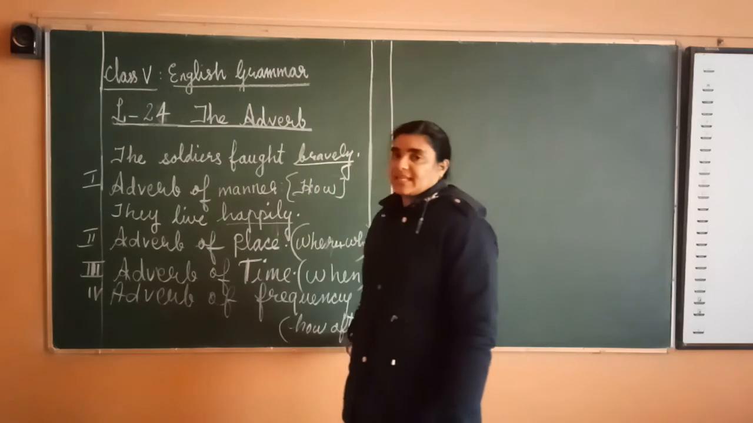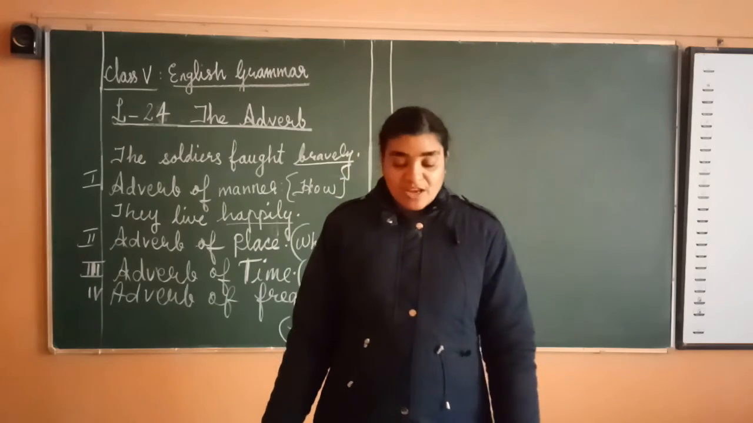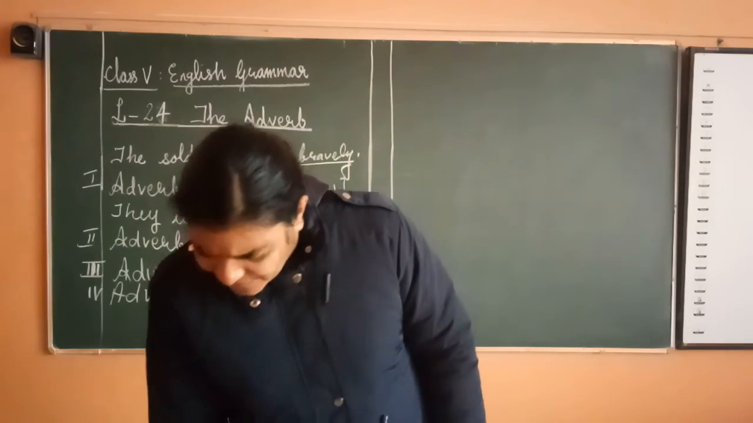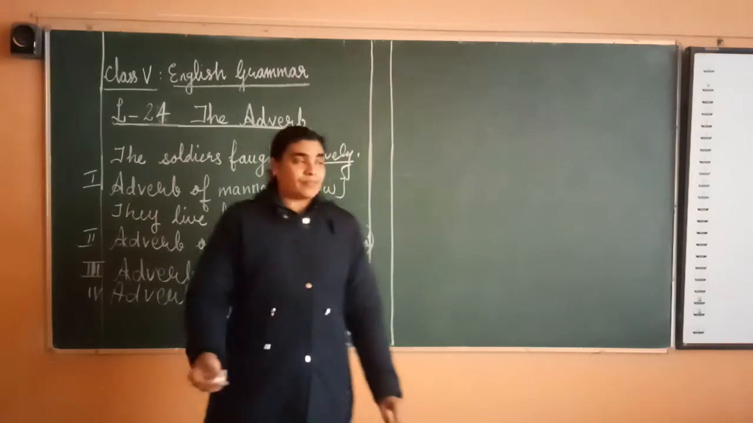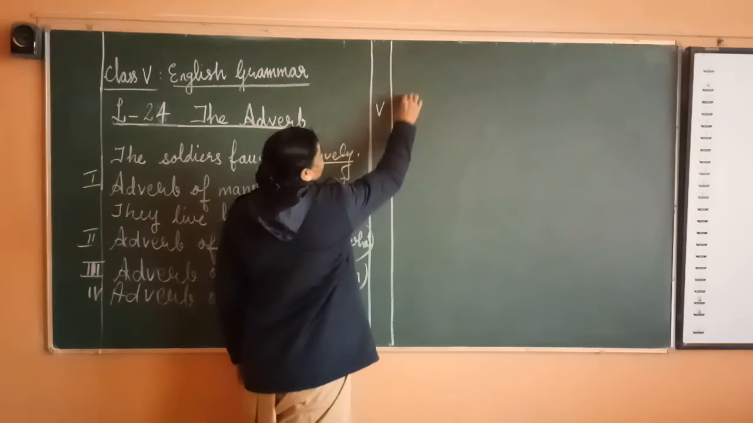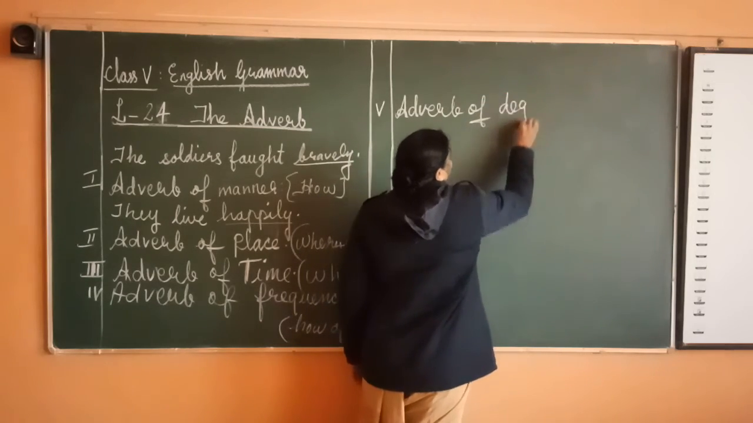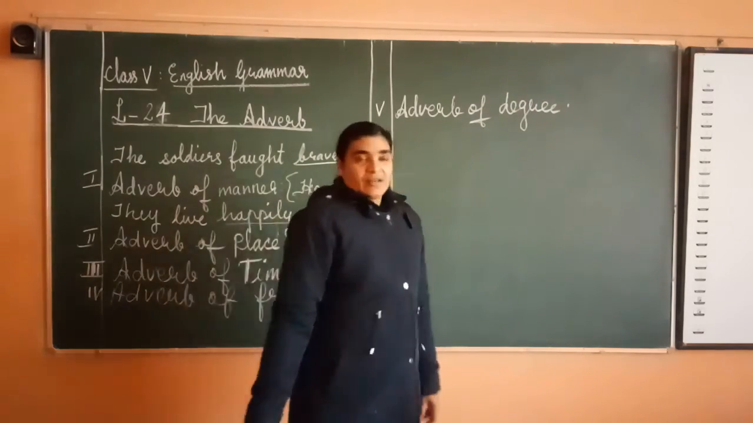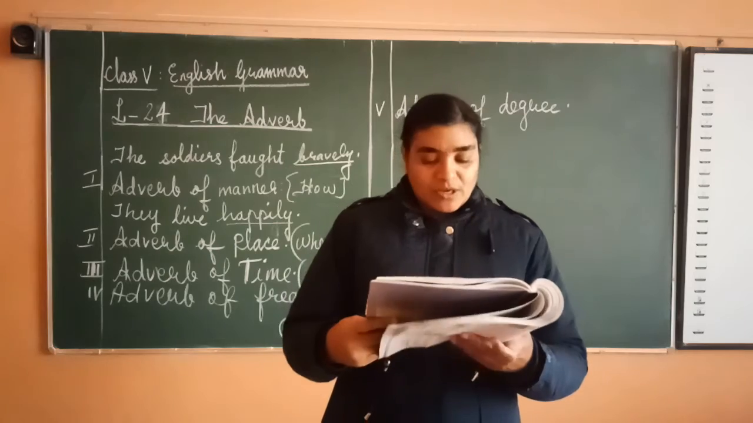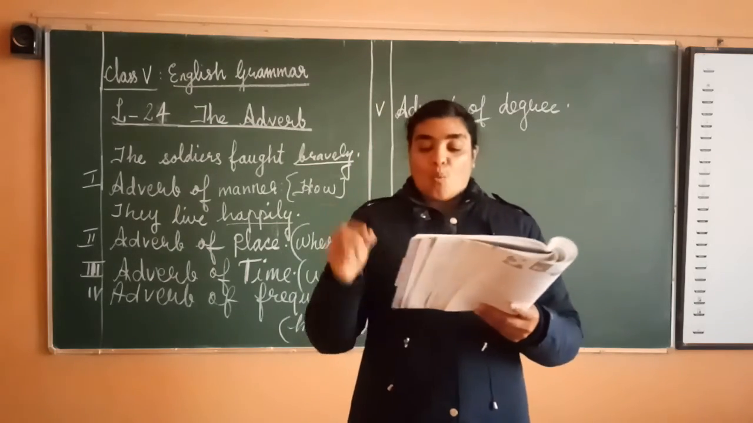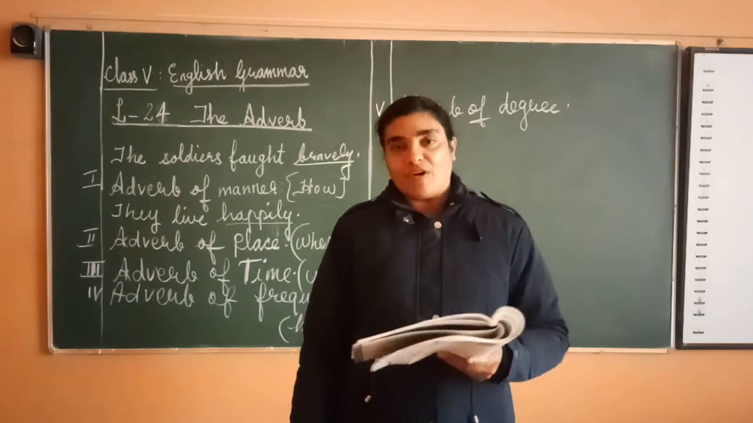The question, how often, and the answer we get to it comes under the kinds of adverb of frequency. Then the last one is adverb of degree, the fifth one. According to your book, an adverb which shows in what degree or to what extent an action takes place is known as adverb of degree.